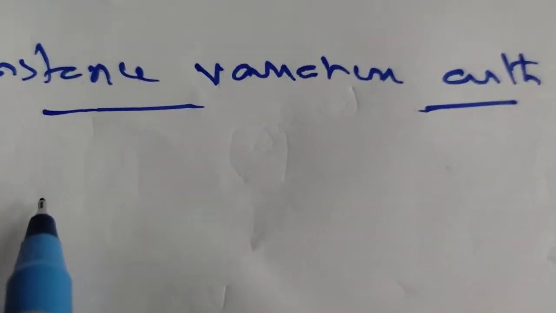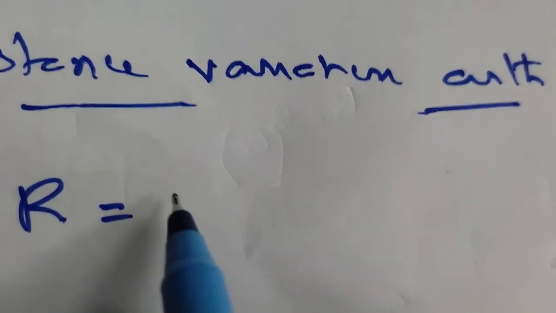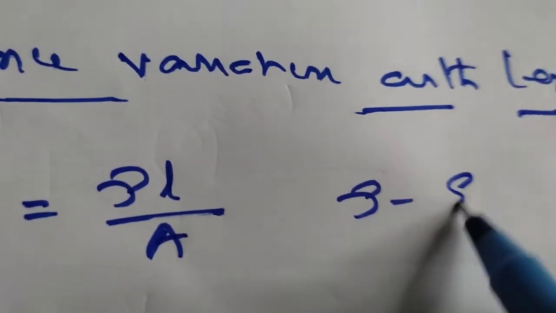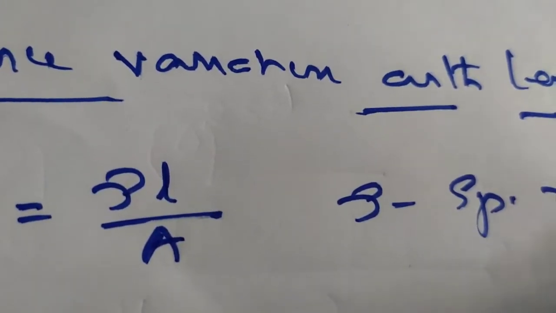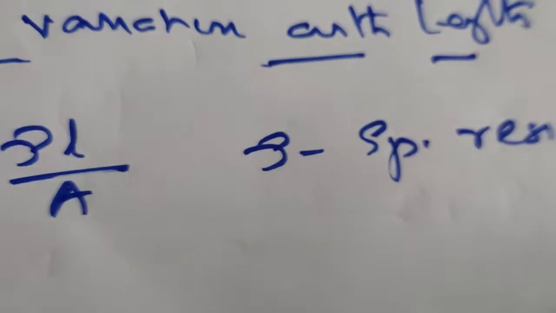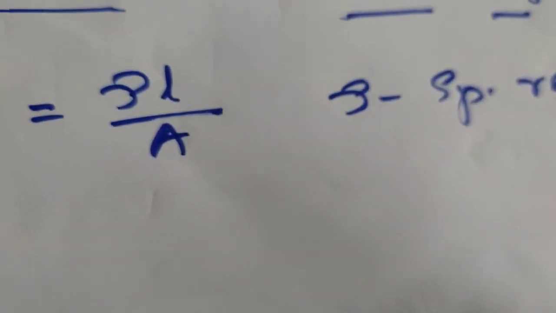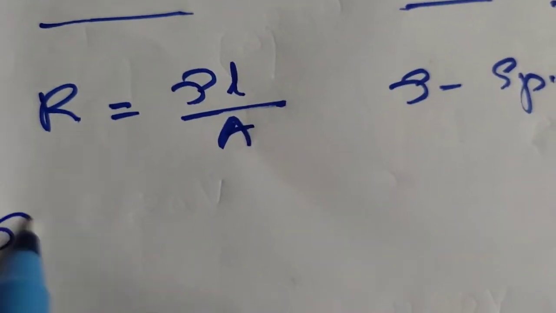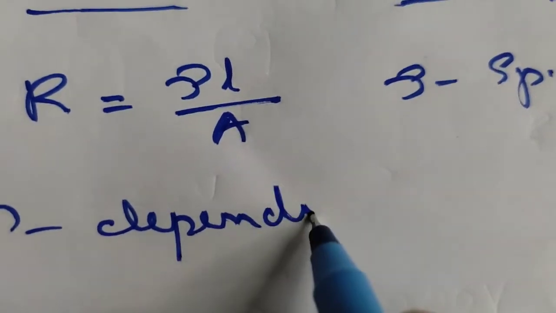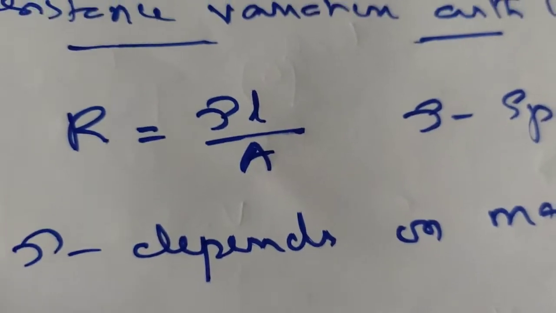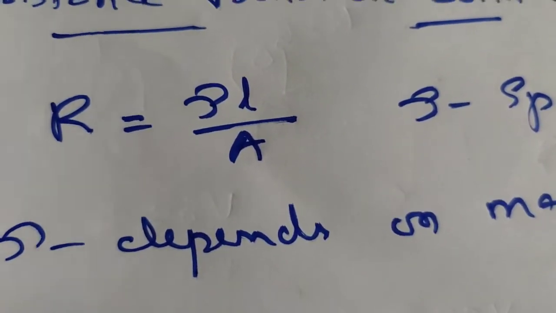We know the resistance formula. Resistance is equal to rho L by A, where rho is the specific resistivity. This resistivity depends on the material. For copper or aluminum, the specific resistivity is different. So rho depends on the material. If the material is constant, then resistance is proportional to L by A.